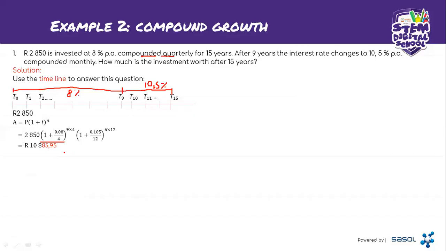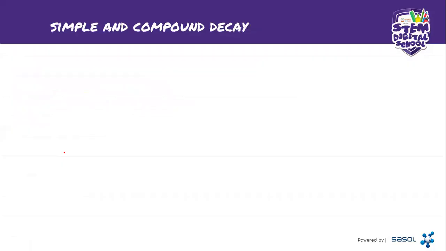Okay, now let's proceed. Now we are into simple and compound decay. Remember, we have dealt with simple and compound growth. Now we are dealing with simple and compound decay. Now let's see. We're going to start with the straight line depreciation method. This is the formula that we're going to use to calculate using the straight line depreciation.